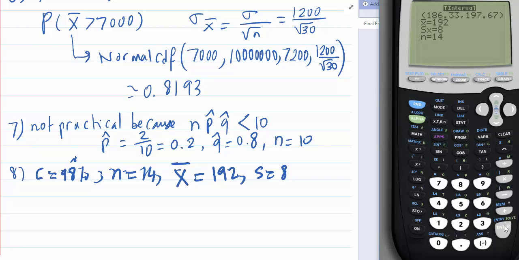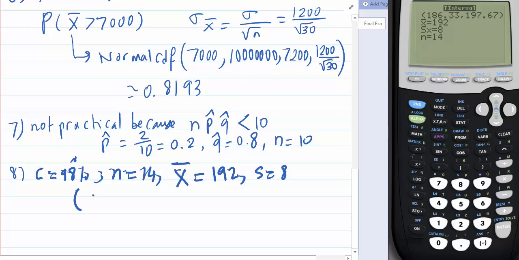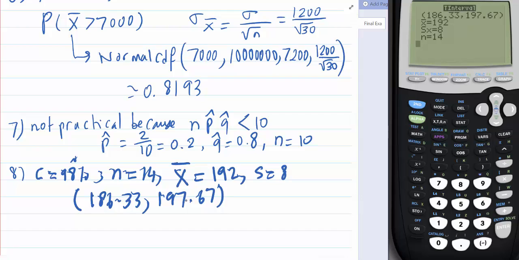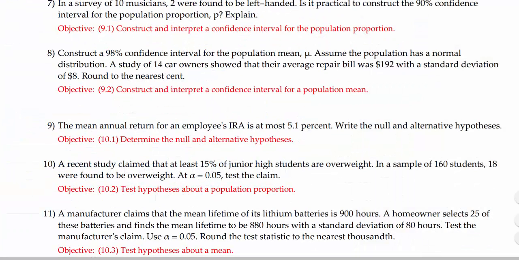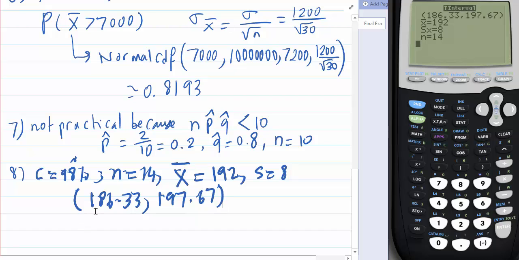And here's your interval. He says to the nearest cent. So our interval to the nearest cent will be 186.33, 197.67. What can you say here? You can say with 98% confidence that the true repair bill cost is between $186.33 and $197.67. So that's question number 8.